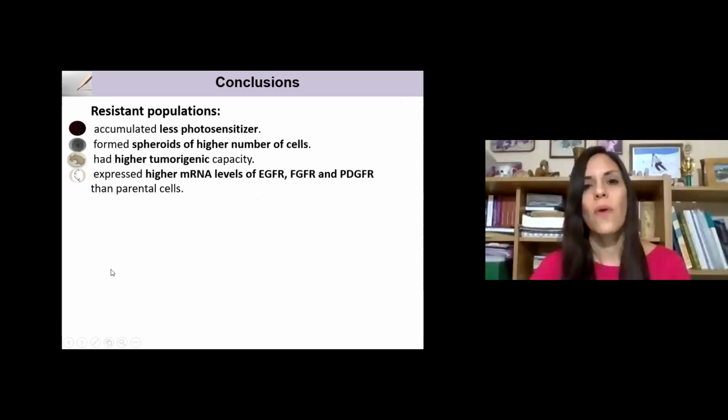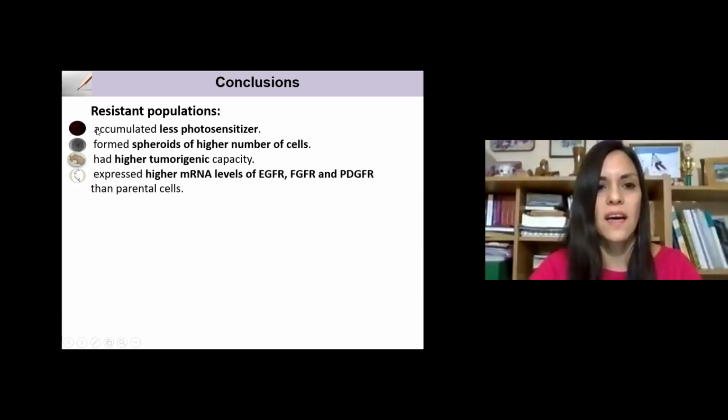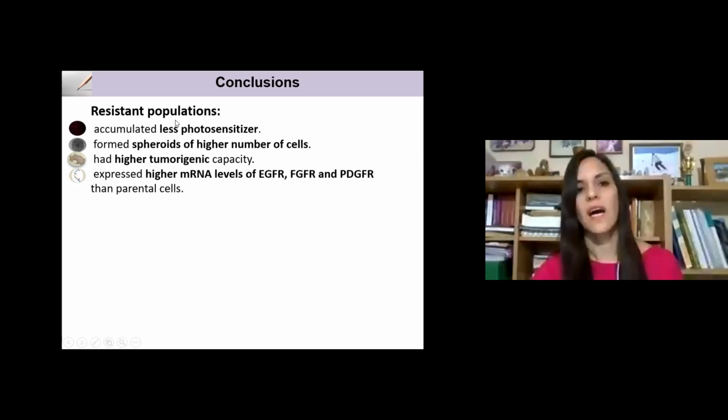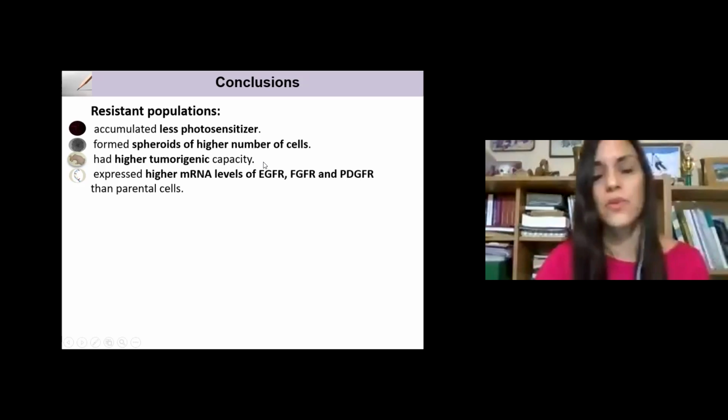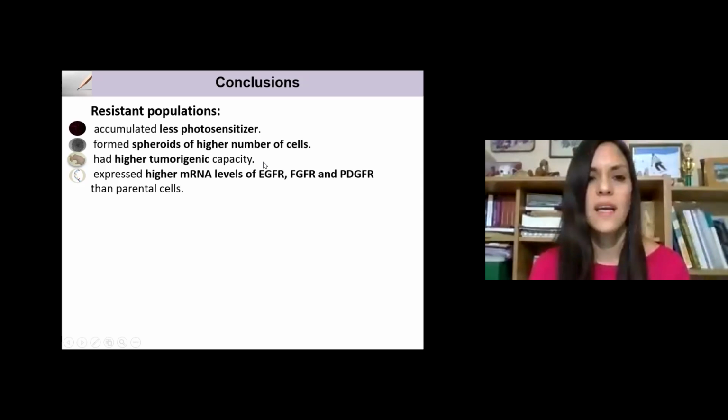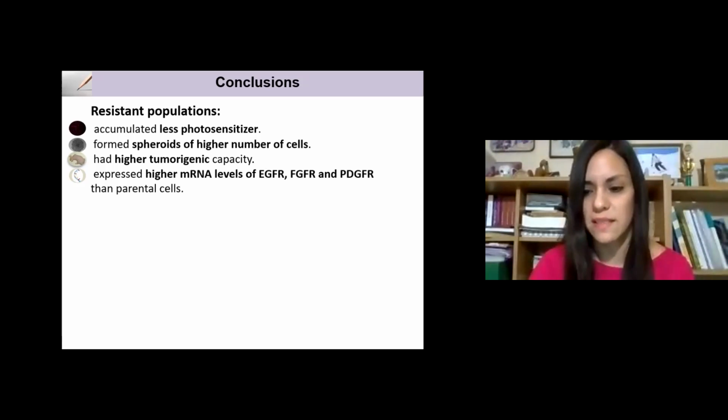So our humble conclusions of our initial characterization are that resistant populations accumulate less photosensitizer, form spheroids of higher number of cells, have higher tumorigenic capacity, and express higher messenger RNA levels of different growth factor receptors than parental cells.